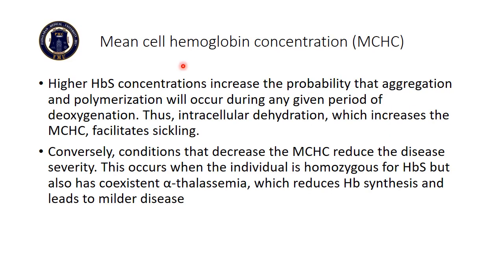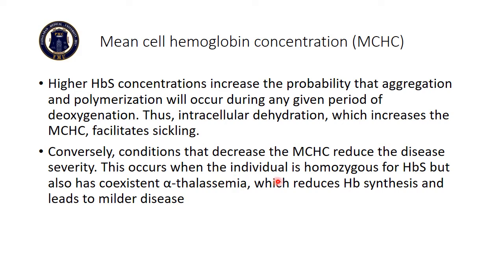The second factor is mean cell hemoglobin concentration, or MCHC. Higher hemoglobin S concentration increases the probability that aggregation and polymerization will occur during any given period of deoxygenation. Thus, intracellular dehydration, which will increase the MCHC, will facilitate sickling. Conversely, conditions that decrease MCHC will reduce the disease severity.